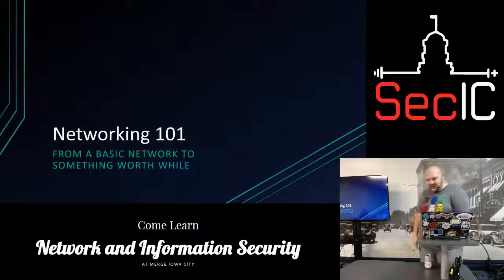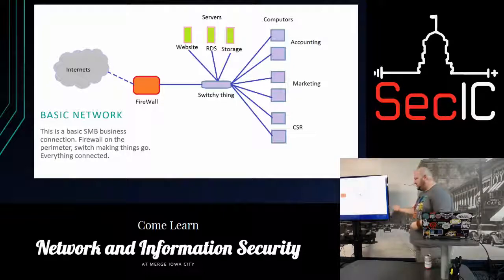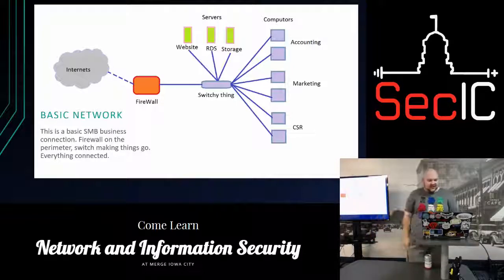So networking 101, we're going to look at the basics of networking tonight. And this is a basic network. This is what most small to medium businesses look like in a very watered down fashion. So we have our computers, we have accounting, marketing, CSRs, storage server, this is server land here, RDS, remote apps, so people from the outside can get in to do some work and vice versa. You serve these apps to people locally, they do their work. There's a website, a switchy thingy, and a firewall. And then the internet's on the outside.